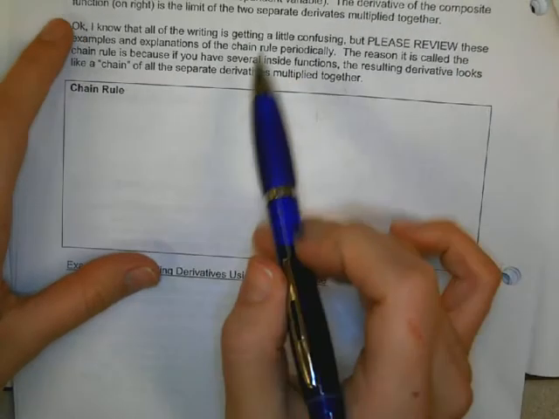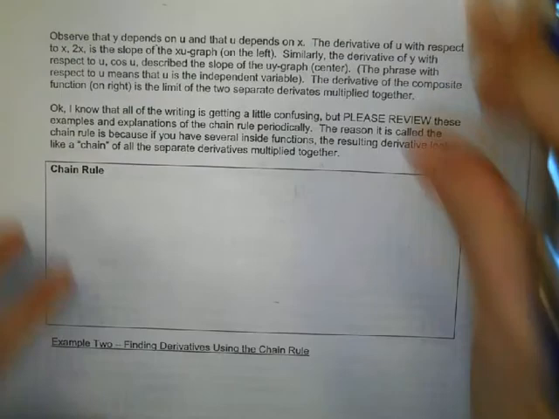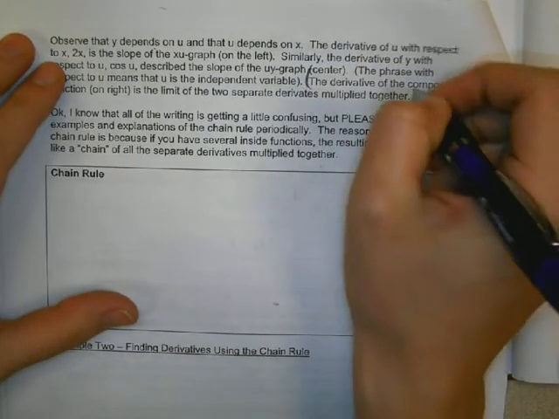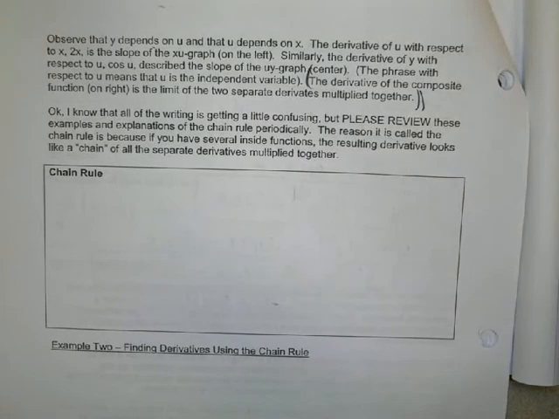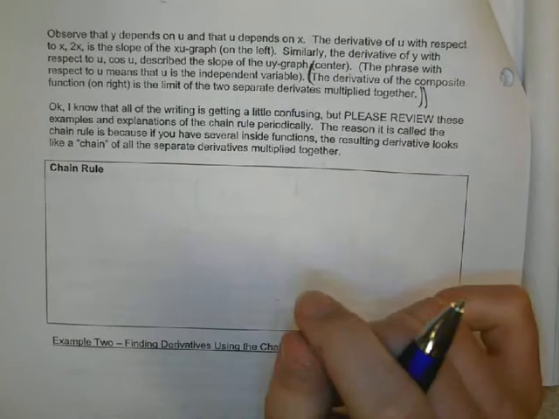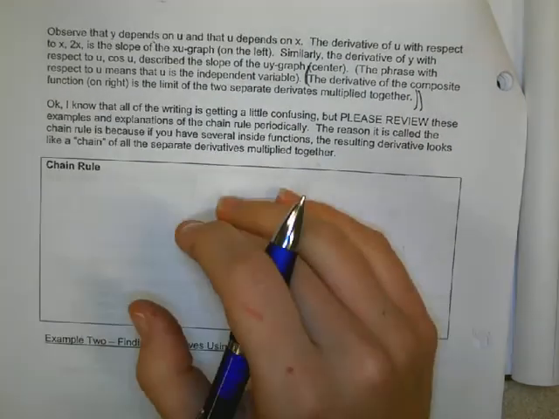The derivative of the composite function is the limit of the two separate derivatives multiplied together. Now, you have the chain rule so that you don't actually have to find the derivative and then multiply them together and then find the limit and all of that. The chain rule kind of takes care of it for you.